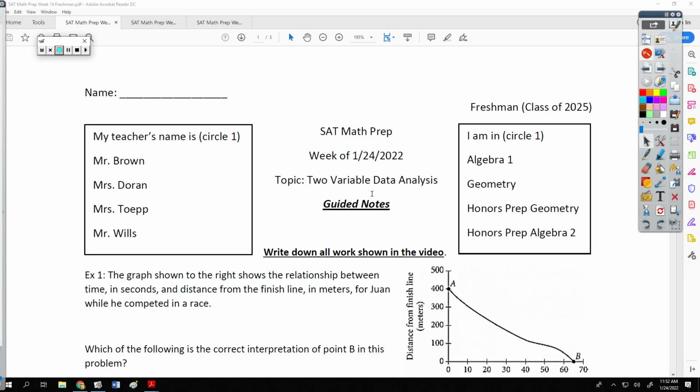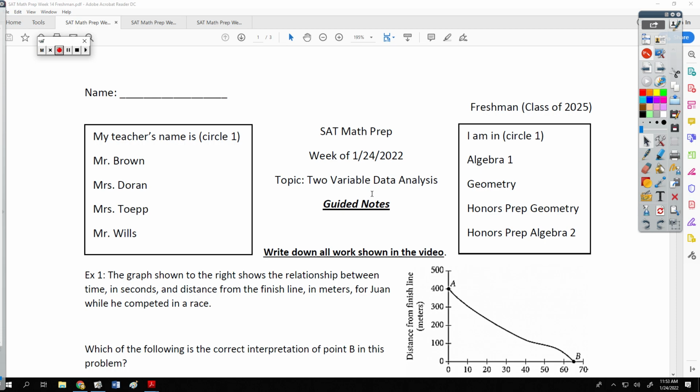This week's topic, we're going to be focusing on two variable data analysis, which involves reading various graphs and scatter plots and answering questions about them. Please make sure that your name, first and last name, appears on the name line and that you have circled your teacher's name and your class, as always.